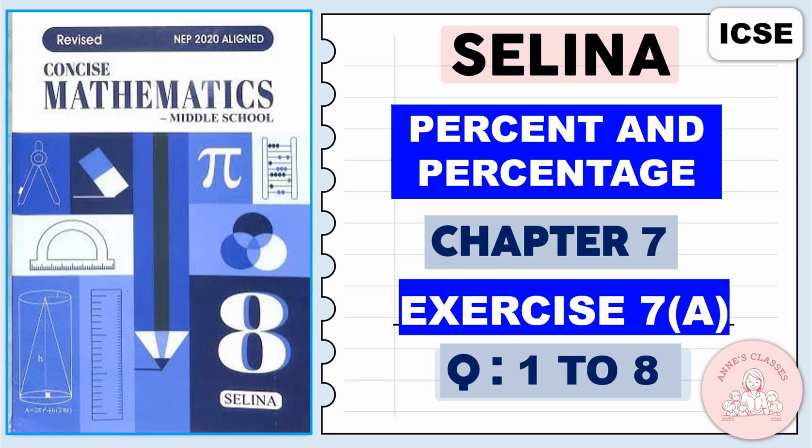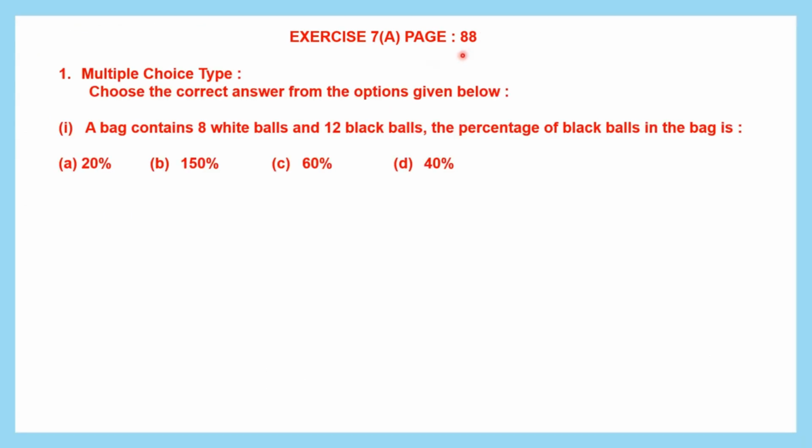Let's do percent and percentage, chapter 7, exercise 7a, page number 91. Now we are starting this chapter, percentage. What's the meaning of percent? Percent means for every 100. And when we write a fraction whose denominator is 100, then we call it percentage. Okay, and we're going to learn to convert from a percent to other numbers, decimal numbers, fractions, and vice versa.